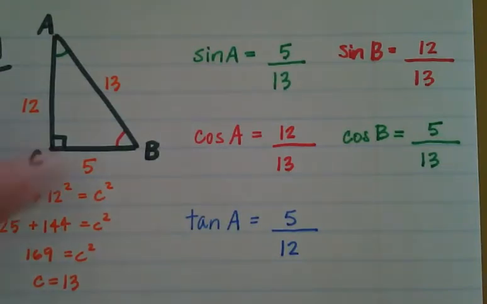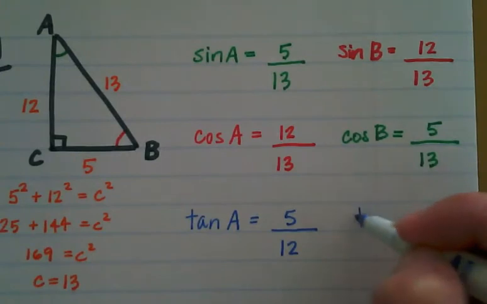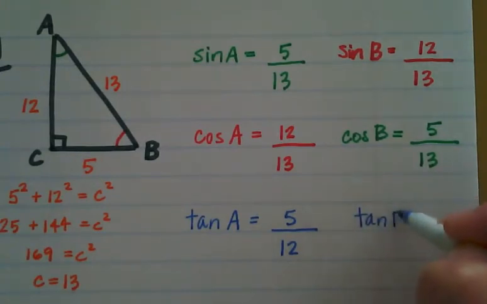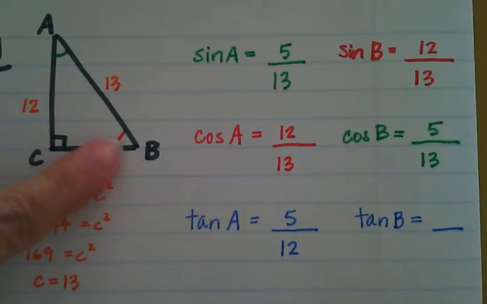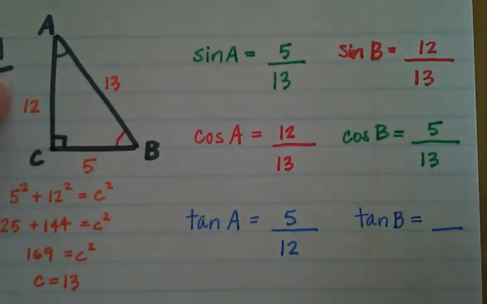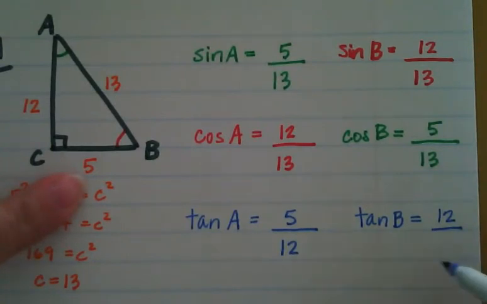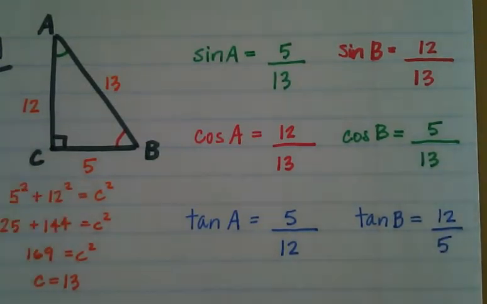So then we do the tangent from angle B. The tangent from any angle is opposite over adjacent. So from angle B, the opposite side is 12, the adjacent side is 5. And then again, we could put this into the calculator using the tangent function, and the calculator will tell us what the angle measurement is.